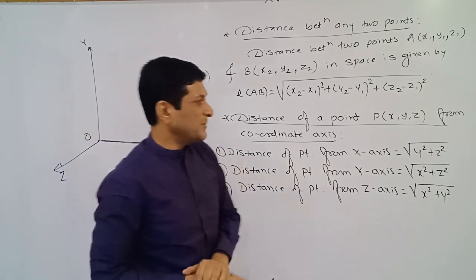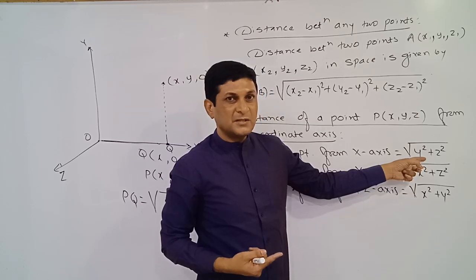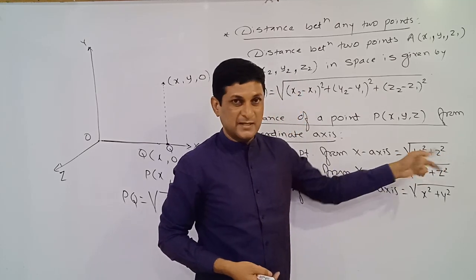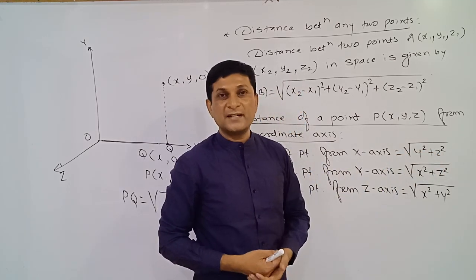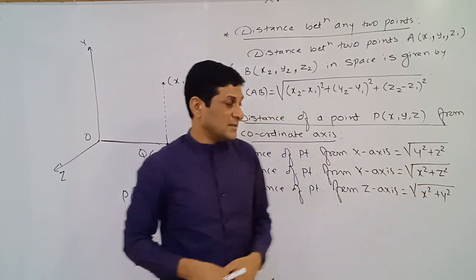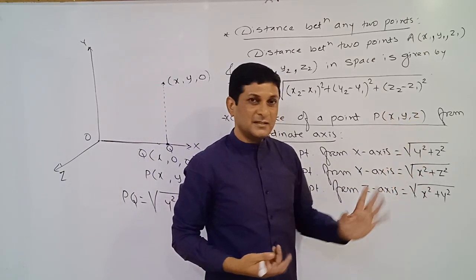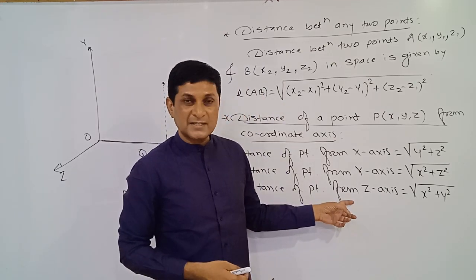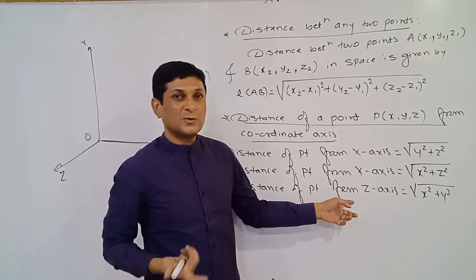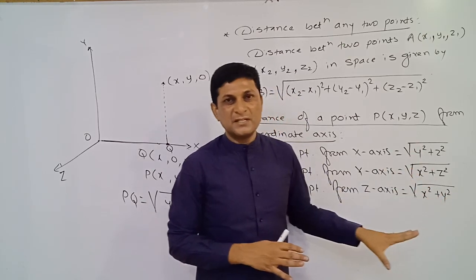If we observe here, we come to know that if we are finding the distance of a point from the x axis, at that time x does not appear here, isn't it? So what we are getting here is under root y square plus z square. Similarly, the distance from the y axis: y will not appear, so who should come? x square plus z square. In the same way, distance of a point from the z axis: if you are finding the distance of a point from the z axis, then z will not appear, so who will appear? x and y. So here we will get under root x square plus y square. These are some easy techniques to remember these formulas.